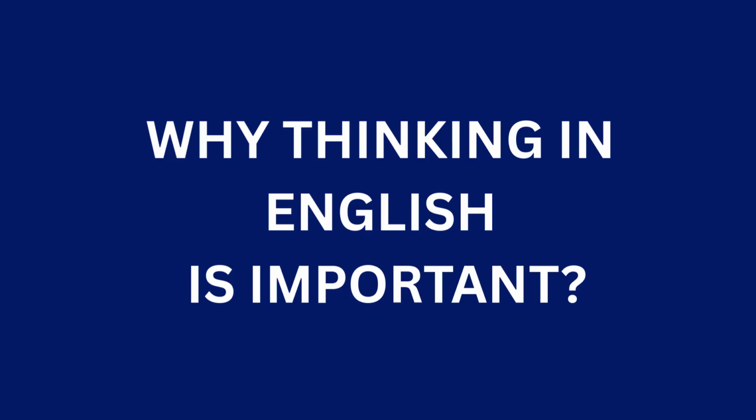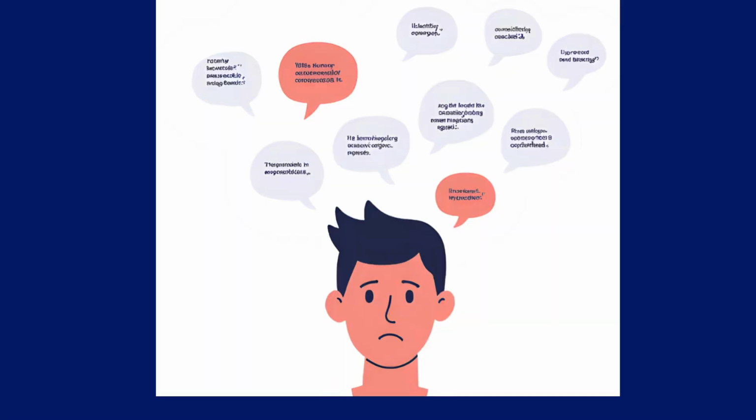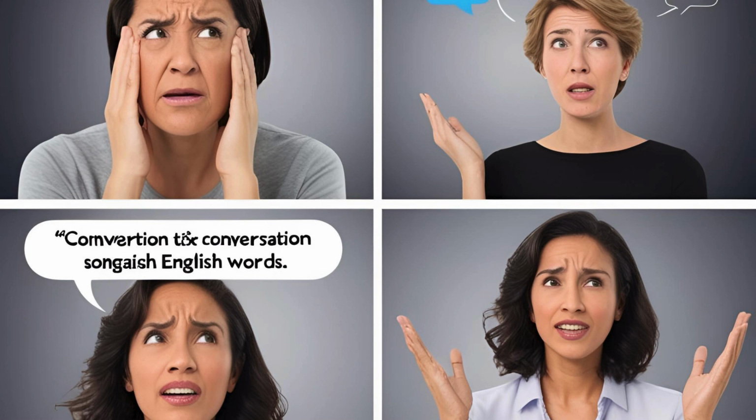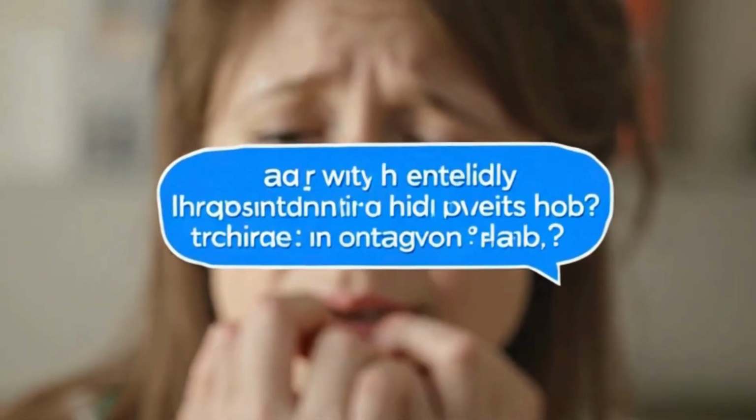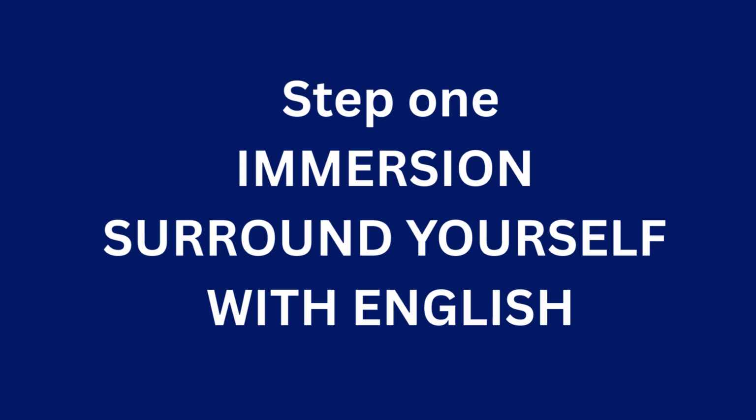The biggest challenge for many learners is that they try to construct sentences in their native language first and then translate them into English. This slows you down and can make conversations frustrating. But here is the key. Fluent English speakers don't translate, they think directly in English. This allows them to respond faster and sound more natural. So, how do we train our brains to do the same? I'll show you step by step.